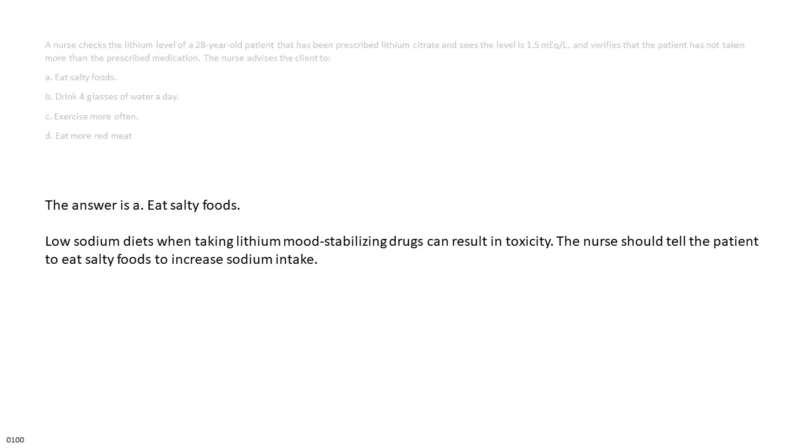The answer is A. Eat salty foods. Low sodium diets when taking lithium mood stabilizing drugs can result in toxicity. The nurse should tell the patient to eat salty foods to increase sodium intake.